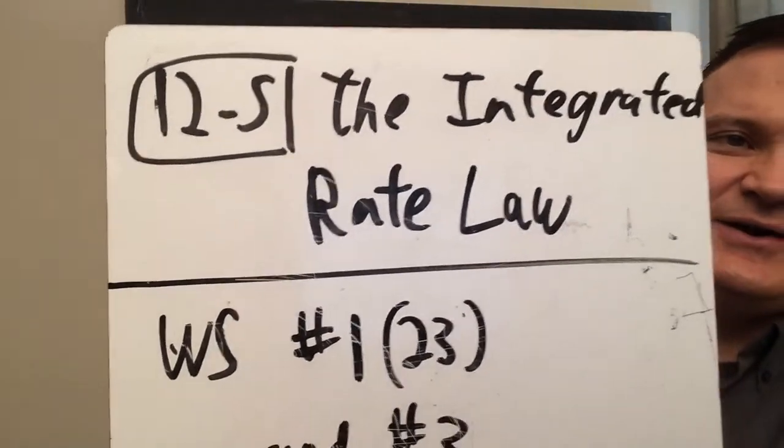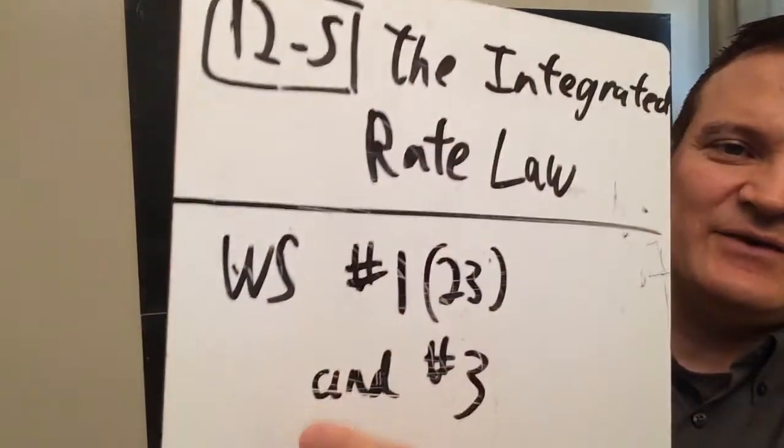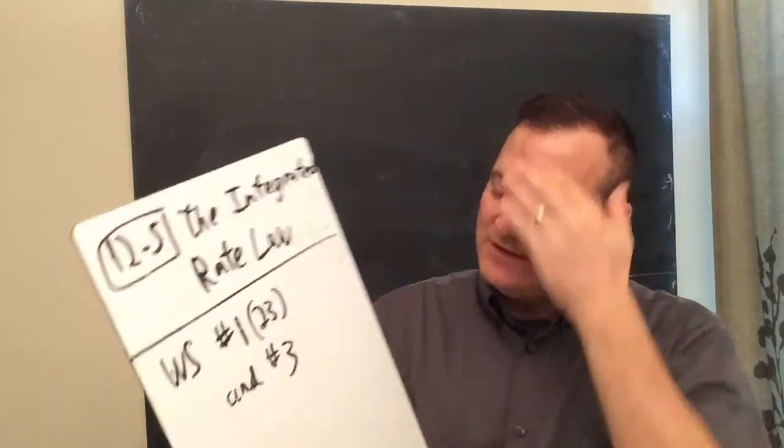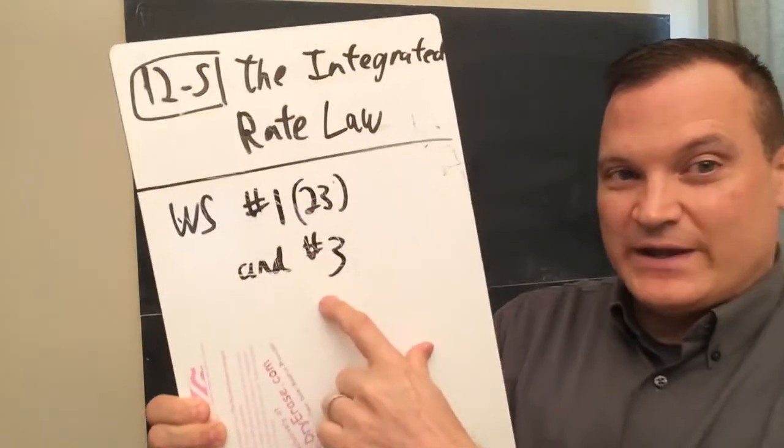The integrated rate law. 12-5 worksheet: do number 1, which is number 23 from a book. You see, I photocopied it. And also number 3. Number 3 is kind of a long graphing problem.